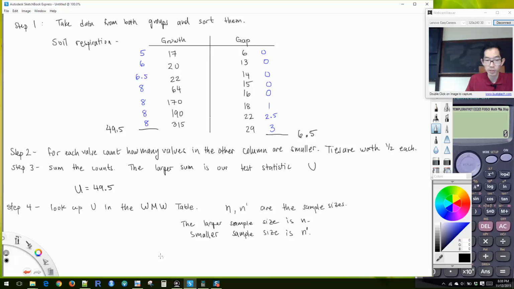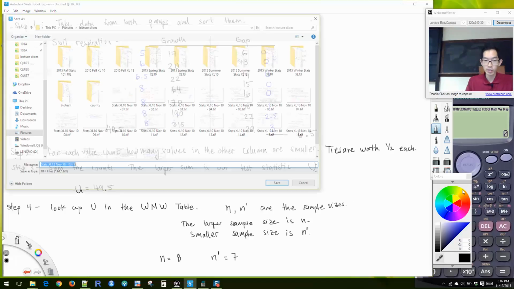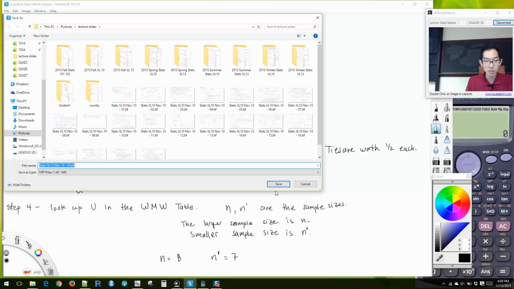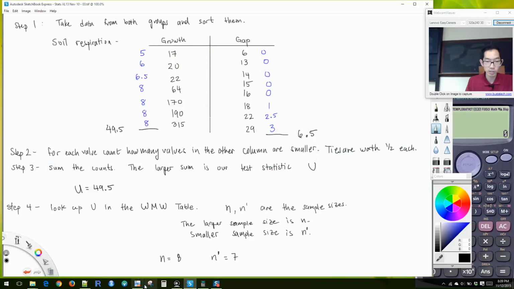Okay, so in our case, n is equal to 8. I'm sorry, yeah, 8, and n prime is 7. Okay. So we just go to the Wilcoxon-Mann-Whitney table with n equal to 8 and n prime equal to 7.